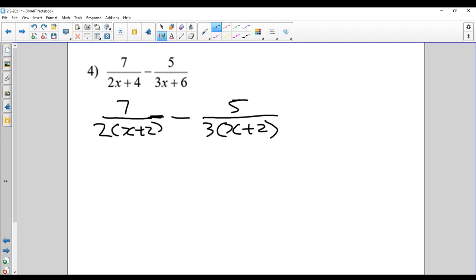Well, let me start by looking at the numbers that are the coefficients there. What between 3 and 2, those two coefficients, would be a common factor? Nice. In fact, that's what the common factor is between 2 and 3. It is 6.